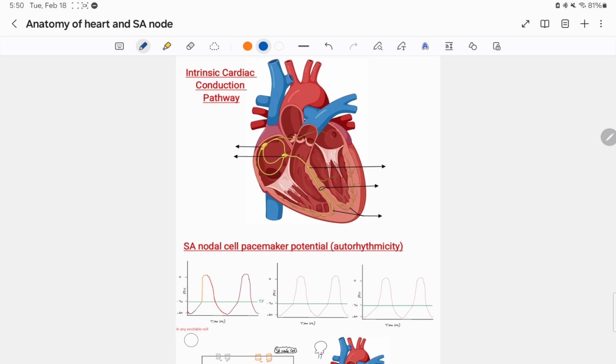In this video, we're going to talk about the intrinsic cardiac conduction pathway. It's going to be an interesting one.